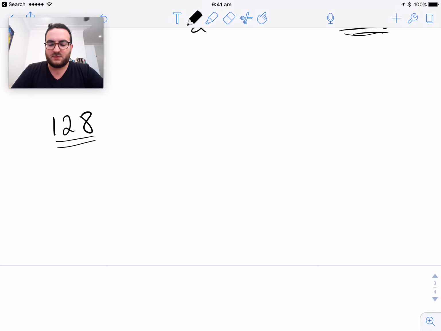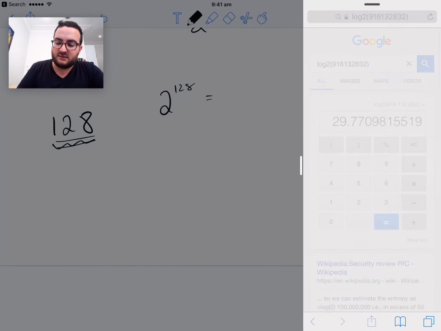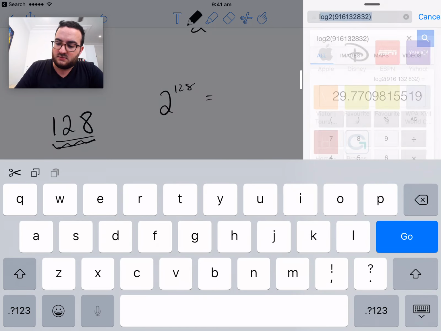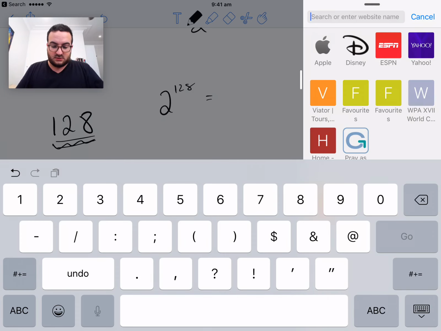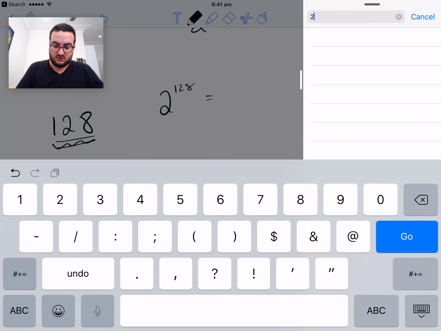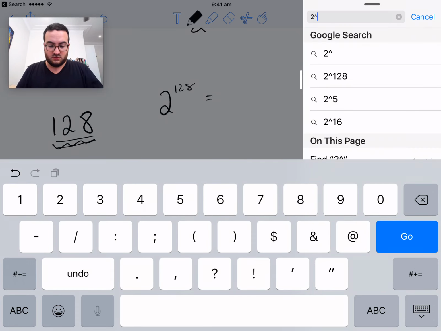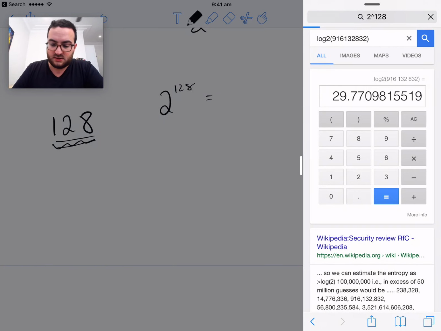Why 128? Well, we do a little calculation, and it's just an example: how long will it take for somebody to brute force something with 128 options? So how many options does somebody have to brute force if there's a 128-bit password? What that means is that there are this many possible passwords, 2 to the 128. So let's just look at what that is. Just Google it here. 2 to the 128. It's a massive number.